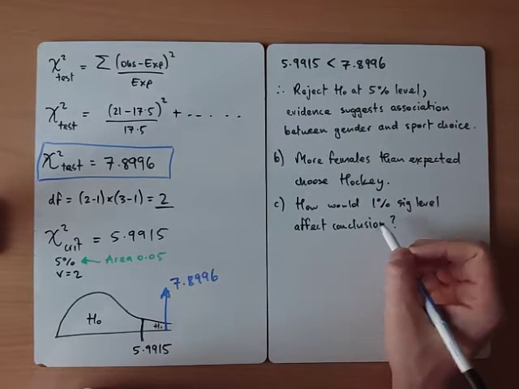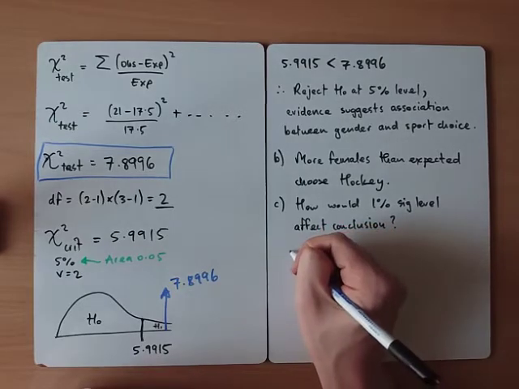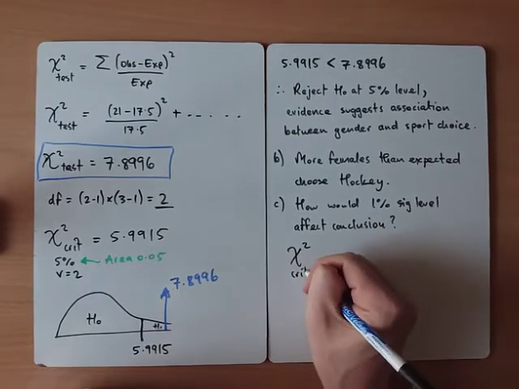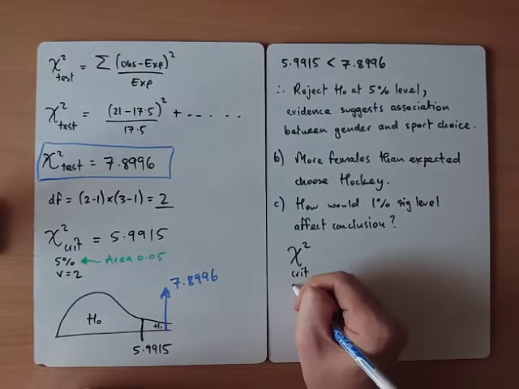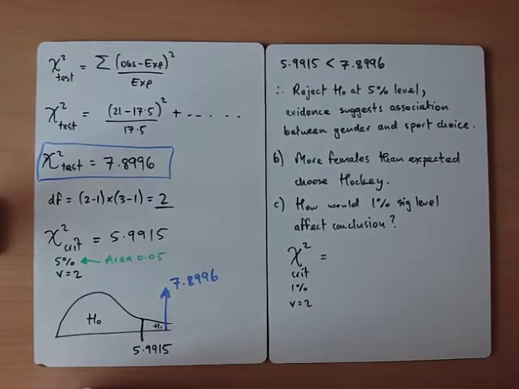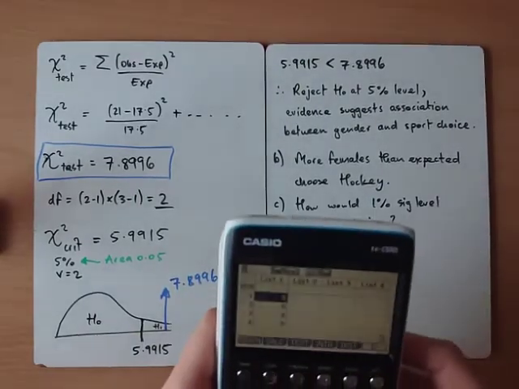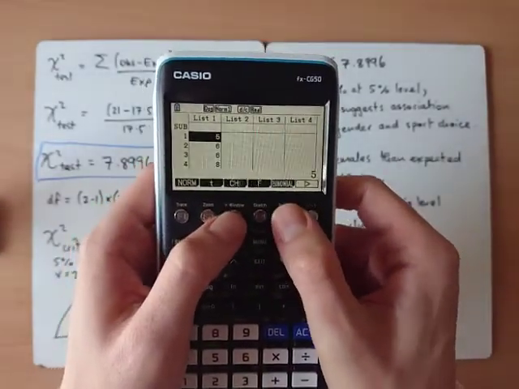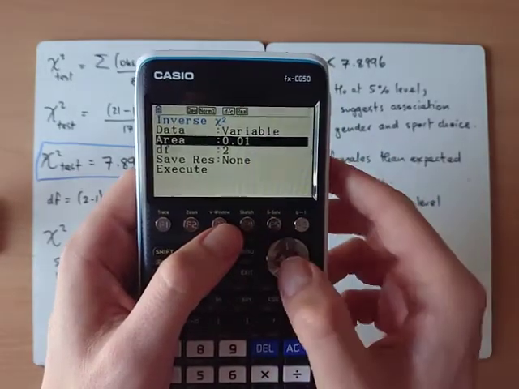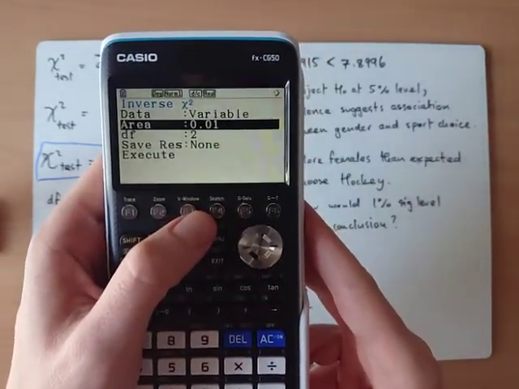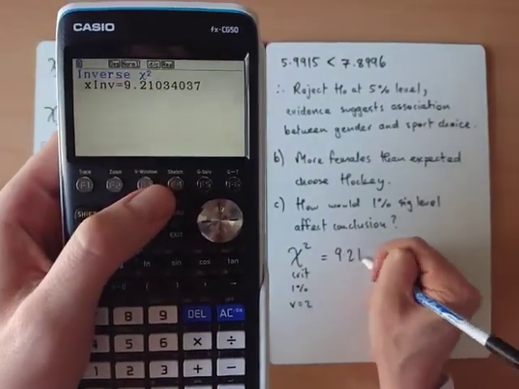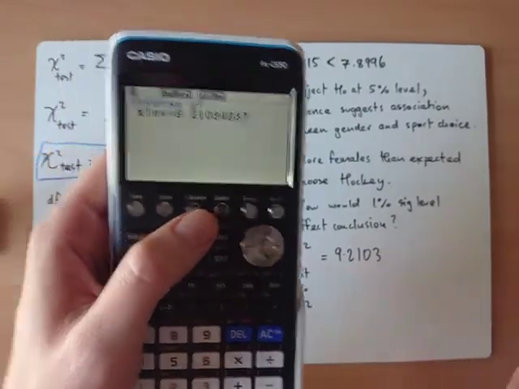If we were doing a 1% significance level test, let's see what our critical value would look like. So we're testing 1% with degrees of freedom equal to 2. So distribution chi, inverse, 1%, area 0.01, degrees of freedom 2. And that gives me 9.2103.